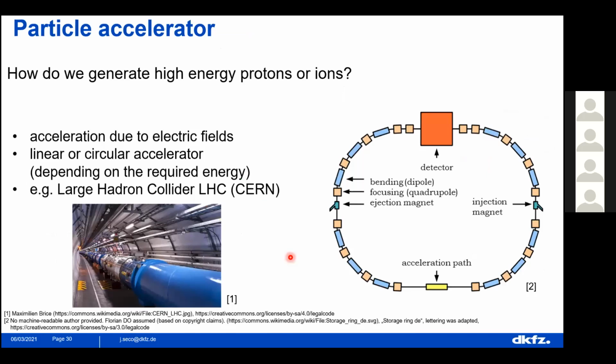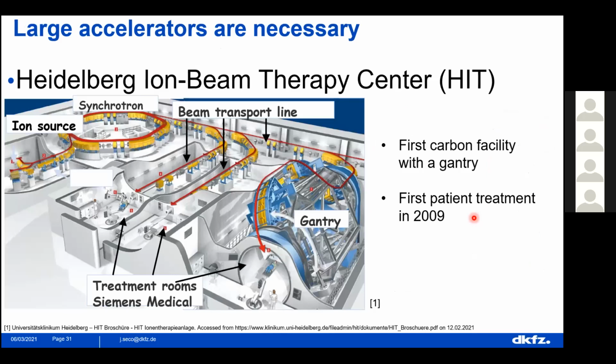In the case of protons or carbon ions, you need an acceleration structure. Either you use a synchrotron, which has already been discussed in a previous talk, or you can use a cyclotron. Here is the HIT facility. It has a synchrotron and it produces 4 types of ions: protons, helium, carbon, and oxygen ions. That's a facility that allows you to accelerate these 4 ions for therapy.